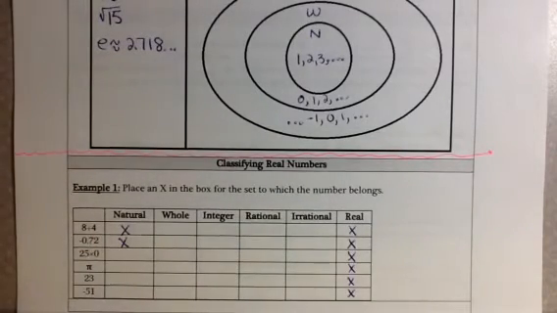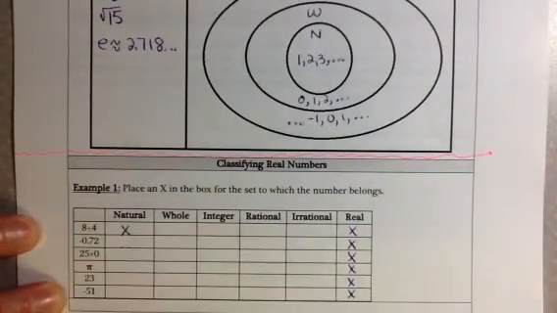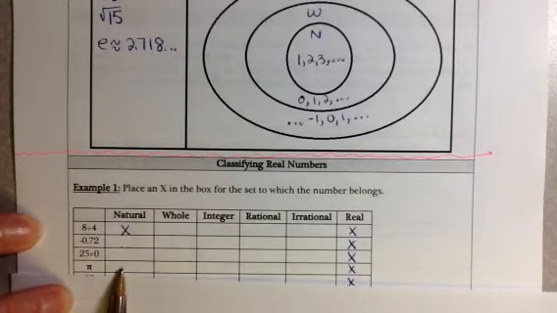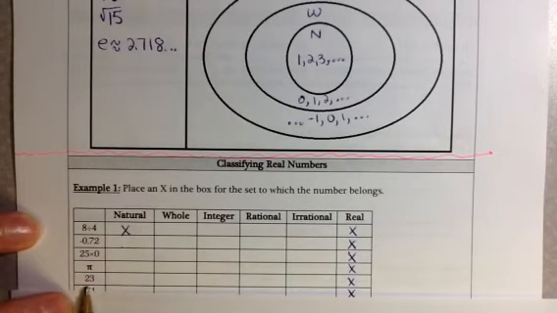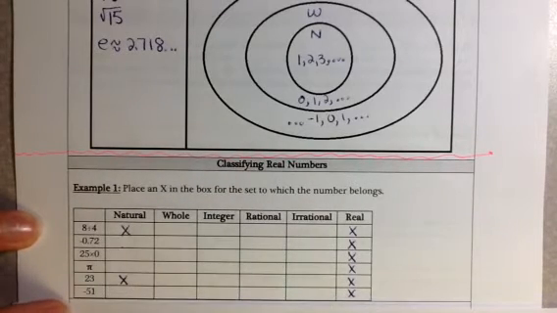Oh, and it looks like I need to take that last one off. I said it was not a natural number, and then I checked it anyway. So we'll just take that off. That is not a natural number. 0 is not a natural number. Pi is irrational, so it's not a natural number. 23, if we kept counting, this would be a natural number. And negative, because of the negative, is not a natural number.